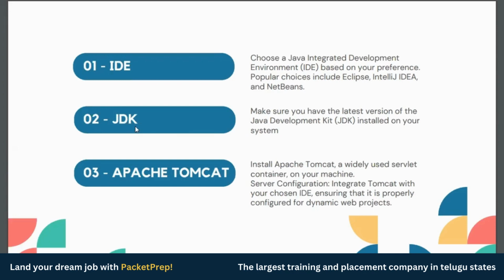Next we need the JDK. Since we are doing something using Java, we need the Java Development Kit, which should be installed on our computer. Next is Apache Tomcat. Since we are going to implement a web application, it will be running on a browser, so client-server communication will be there. To have that communication, we need a server, and the server we'll be using here is Apache Tomcat. We need to install and configure it, which we'll see once we start our project.